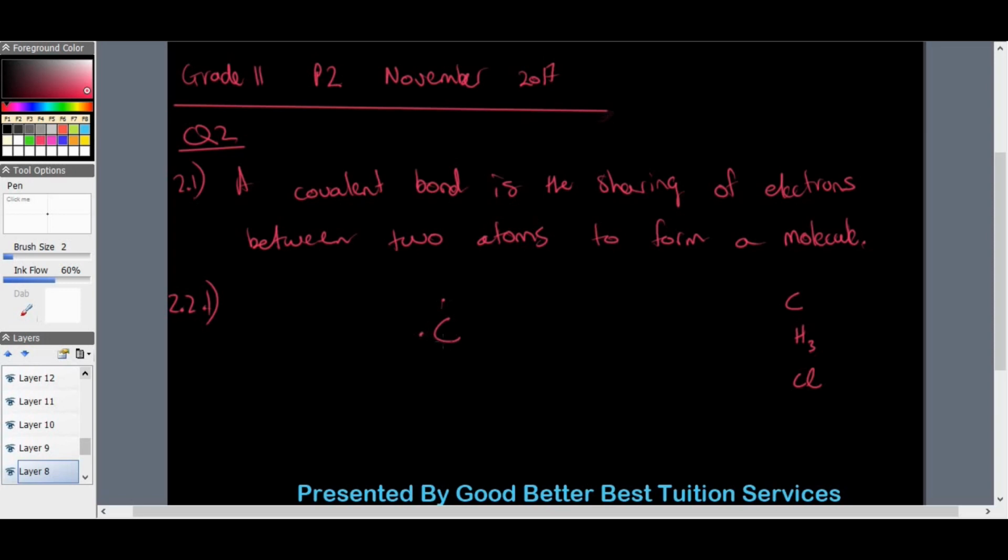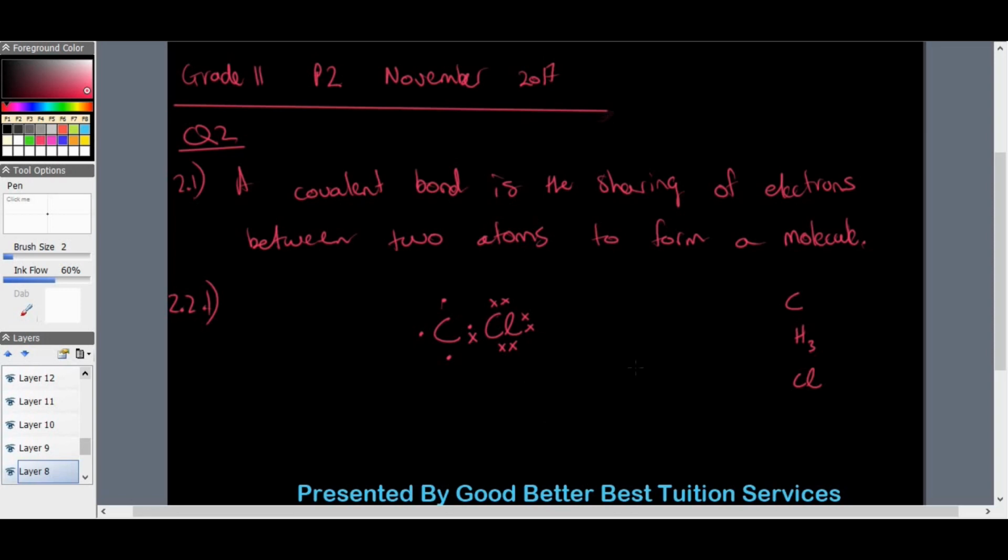1, 2, 3, 4. Carbon makes 4 bonds. It's got 4 electrons in the outer shell. I've got chlorine over here. It also shares 1, and then it has lone pairs. So I'm going to make chlorine's lone pairs, 3 lone pairs, and it shares 1 with carbon. They're sharing.